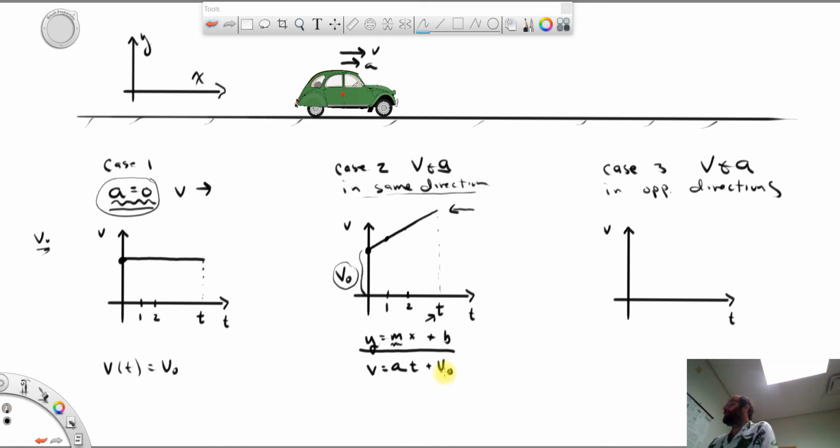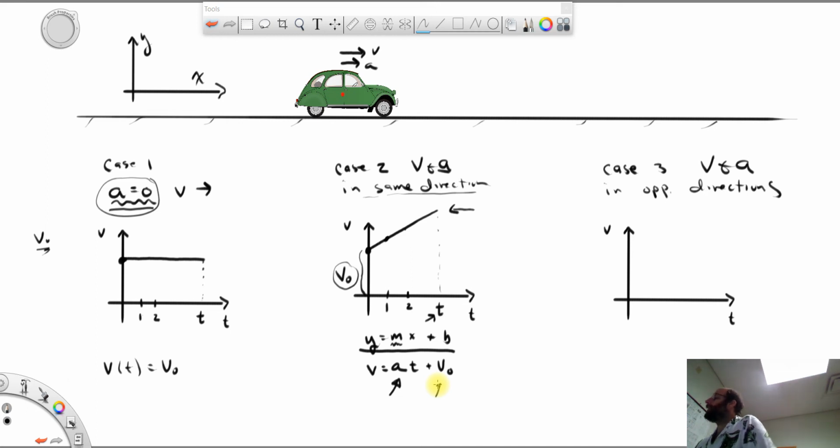I'm just going to leave it like this, but if these were numbers, if the car's acceleration was 3 meters per second squared, that would be 3 meters per second squared times t, and then plus whatever your initial velocity is. So that's how you get your velocity function.